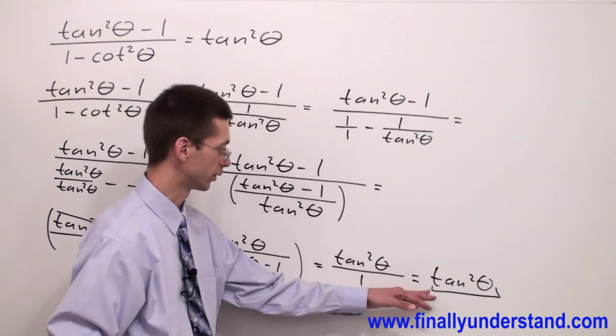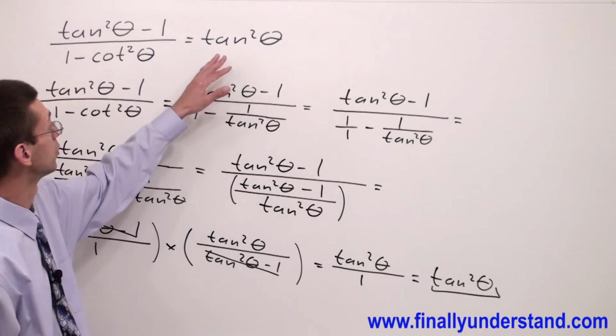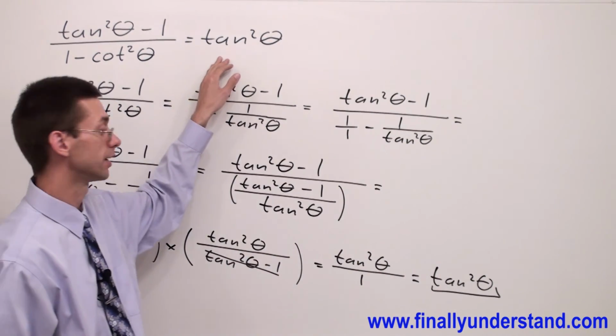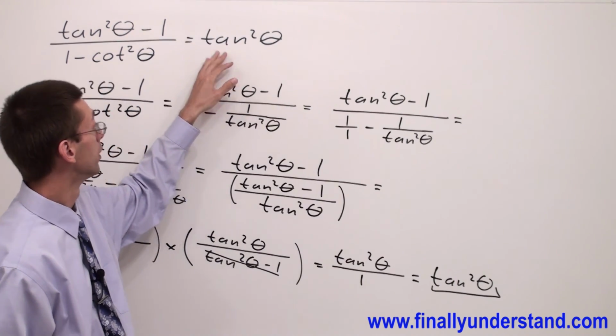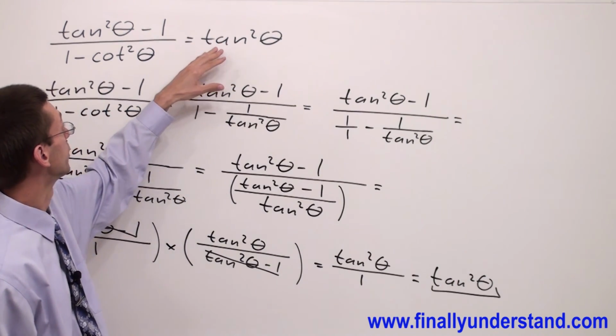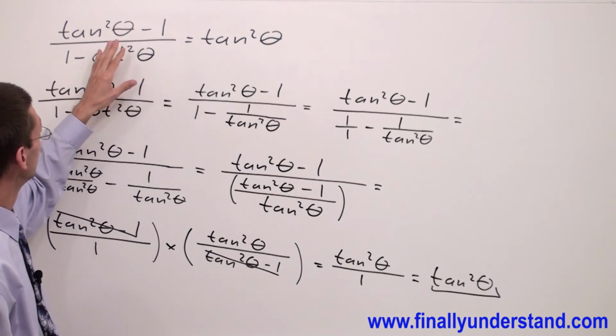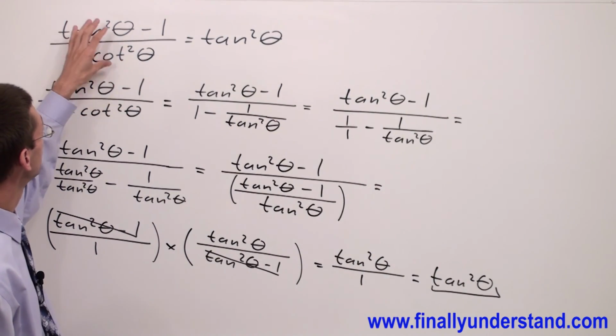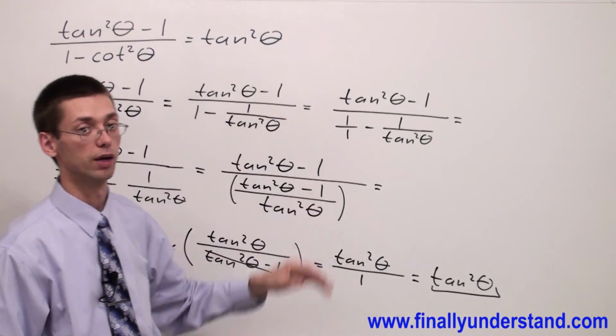Now let's take a look what we have got and look at the original equation. We got exactly the same trigonometric function. So it means that we proved that the left side of my equation is equal to the right one.